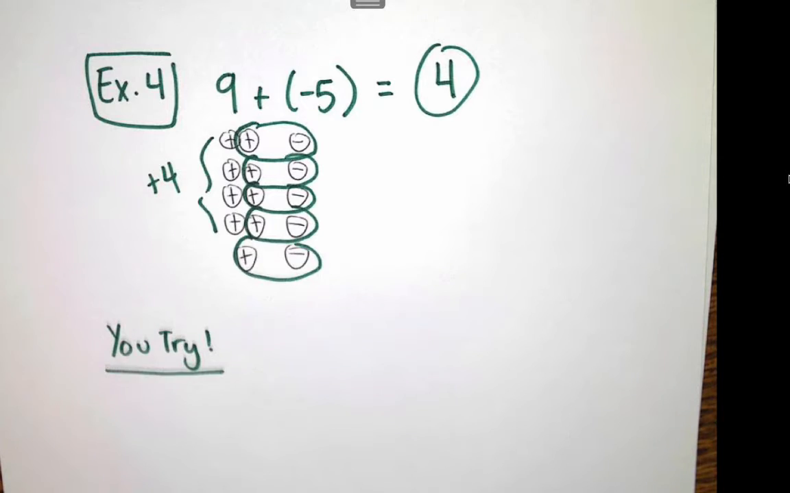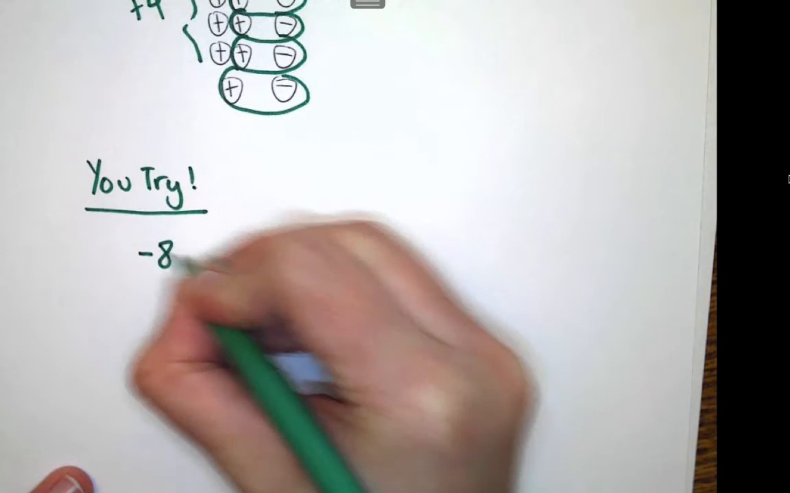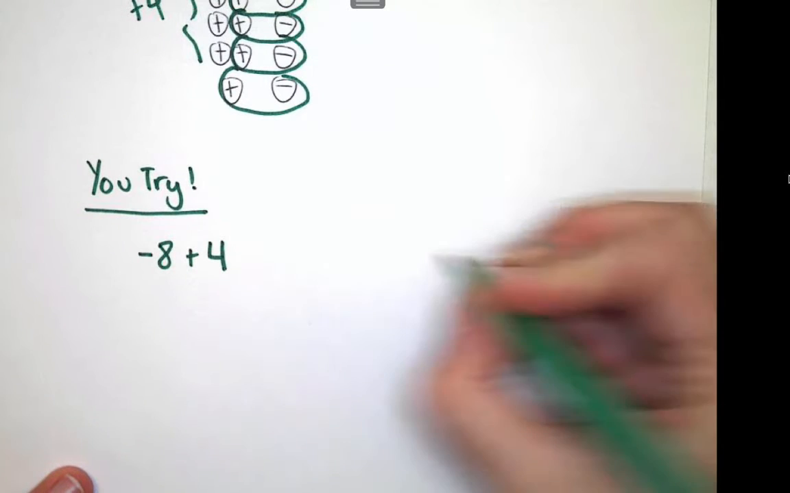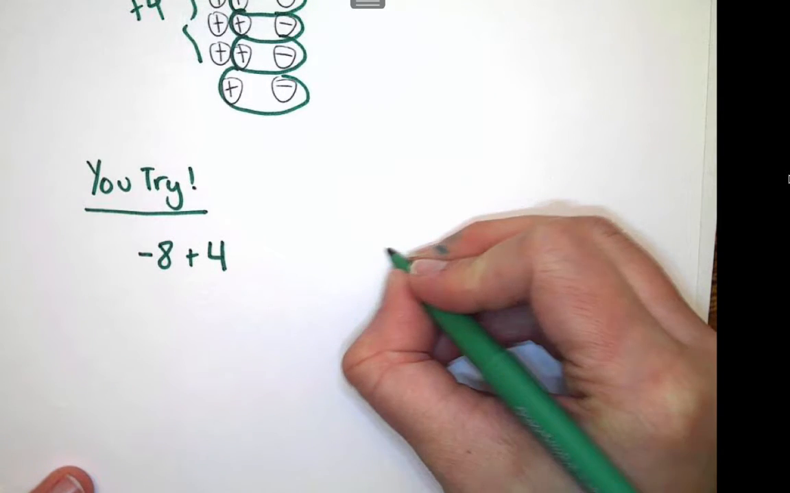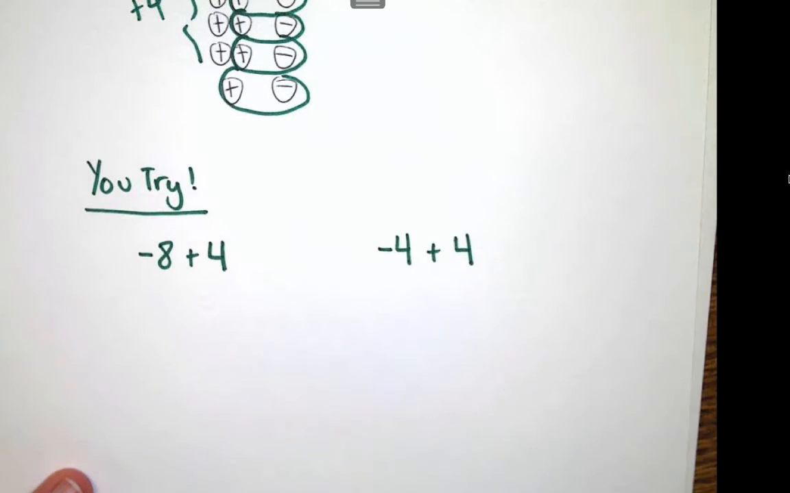On your own paper, will you copy down -8 plus 4? And then over here, will you copy down -4 plus 4? I want you to try these 2 problems. I want you to pause the video and see if you can solve them with the rule and then maybe with a visual if you need it.